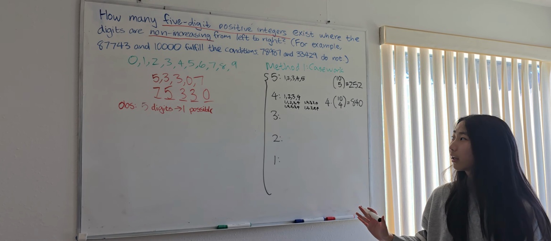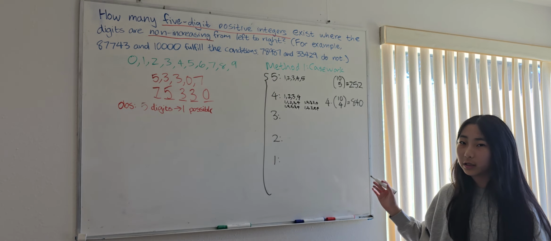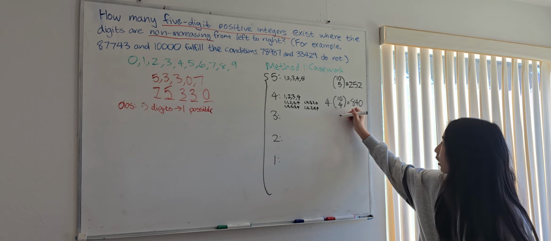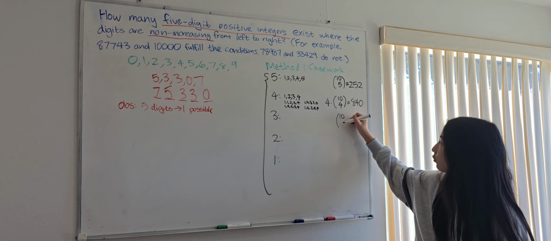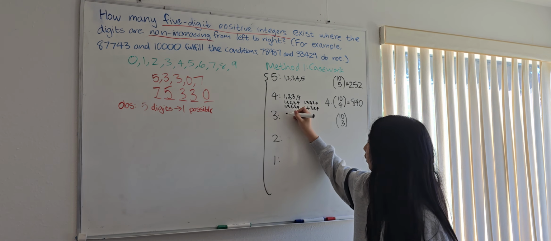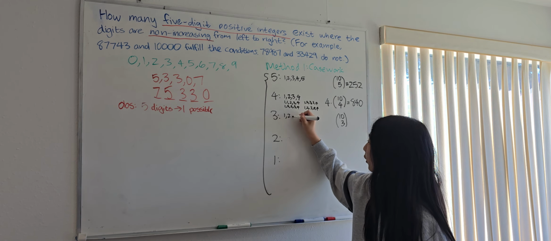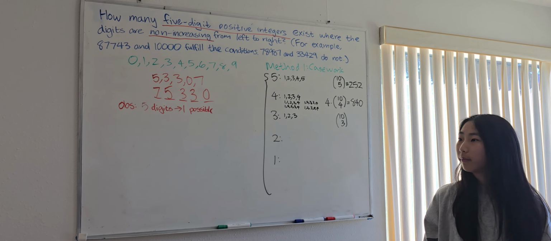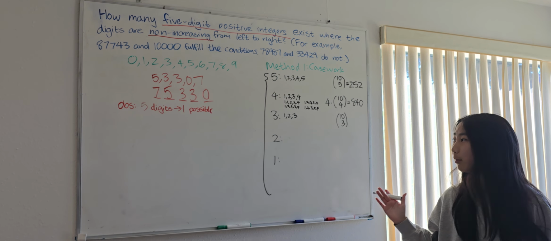Alright, and then our next case would be if we use 3 distinct digits in our set. Again, we would have 10 choose 3 to choose these 3 digits. Then let's say we chose 1, 2, and 3 to use in our set. This case is a bit more complicated.